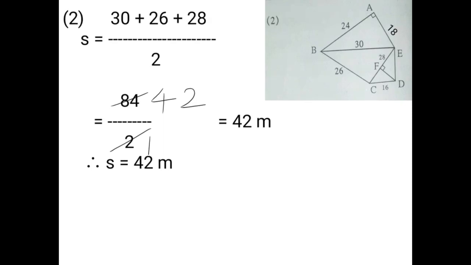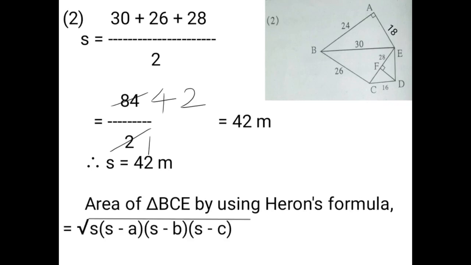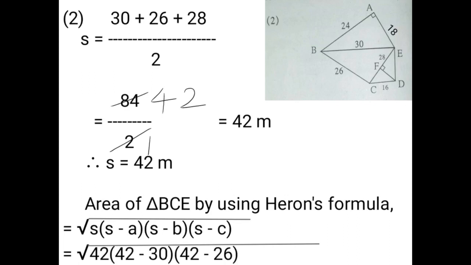Now you have to use Heron's formula of area of triangle BCE. Area of triangle BCE by using Heron's formula is equal to square root S in bracket S minus A in bracket S minus B in bracket S minus C. Next step, you have to substitute the value of semi-perimeter, A side, B side and C side. That is square root 42 in bracket 42 minus 30 in bracket 42 minus 26 in bracket 42 minus 28. Next step, you have to subtract these numbers in bracket with multiplication form.